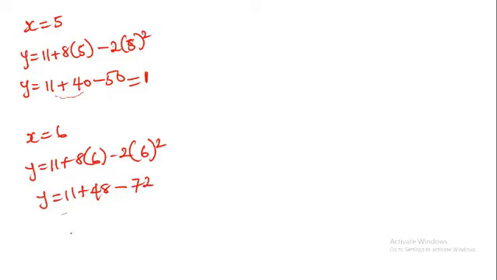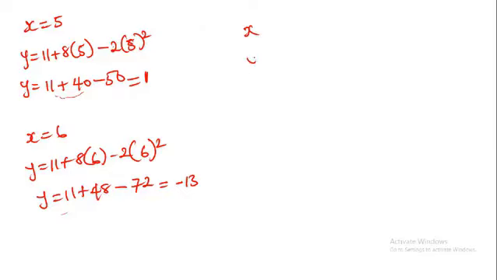Okay, so we then have 11 plus 48, which will give us 59. 59 minus 72 will give us minus 13. Okay, now we've gotten all the values of y when x is from minus 2 to 6. So we then prepare a table.